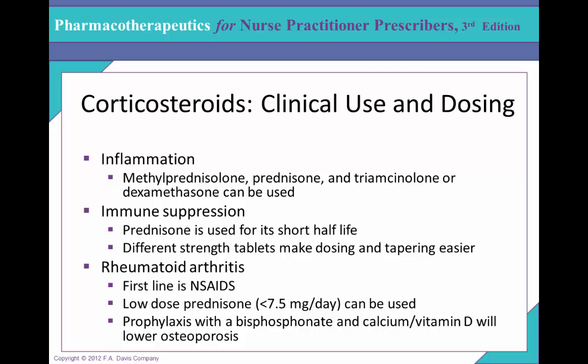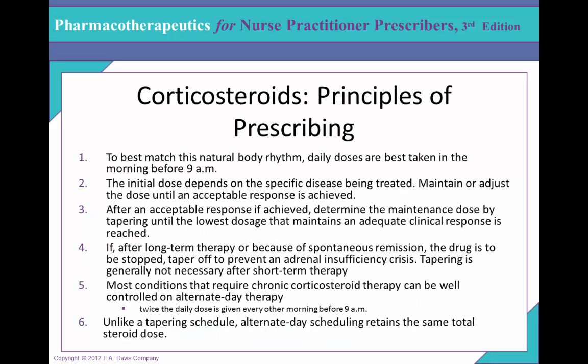They're also different strength. For rheumatoid arthritis, you also use prednisone, but again, you could use NSAIDs and disease-modifying rheumatoid drugs, as we will see, and always use prophylaxis with bisphosphonates for osteoporosis with calcium and vitamin D. Now again, as I already explained, try to best match the natural circadian rhythm. So try to give the dosages of steroid in the morning.